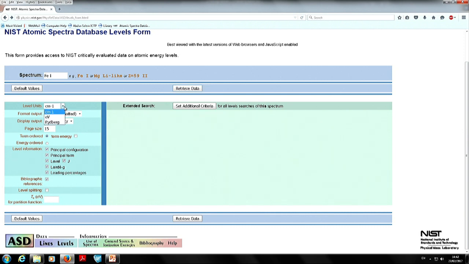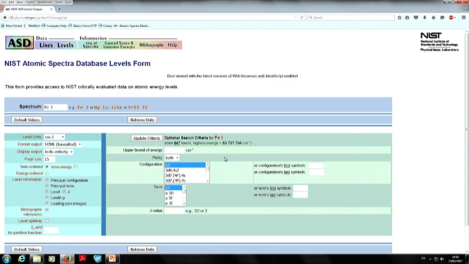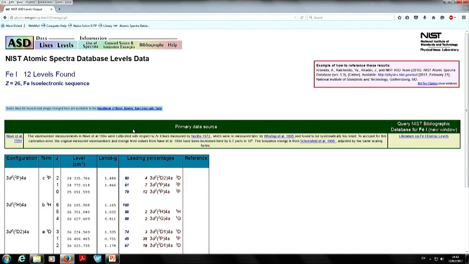For levels, of course, you can choose different units, again, inverse centimeters, electron volts, Rydberg. If you want to look just at some part of levels in the ion, you can use additional criteria. So for instance, iron 1, as you saw, has 847 levels in the database. If you want to look at one particular configuration, you click this button, then it gives you the list of available configuration and terms. You choose whatever you want, and then this is what you get, only 12 levels for this particular case.